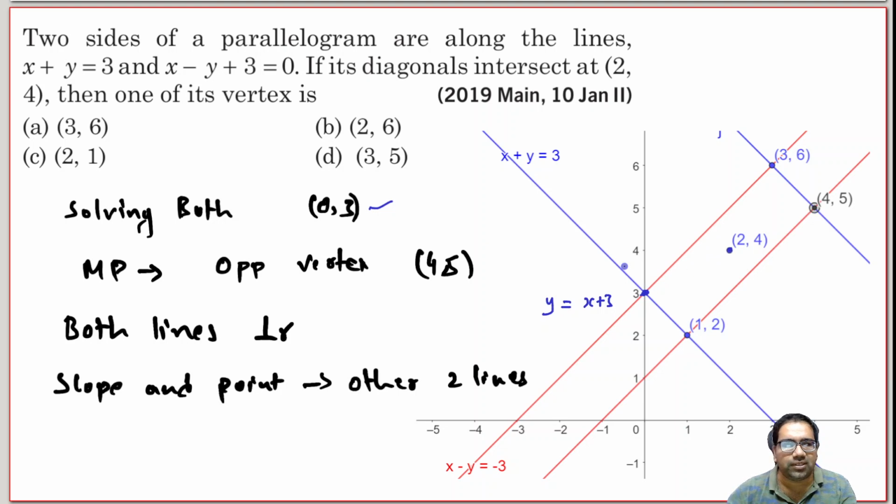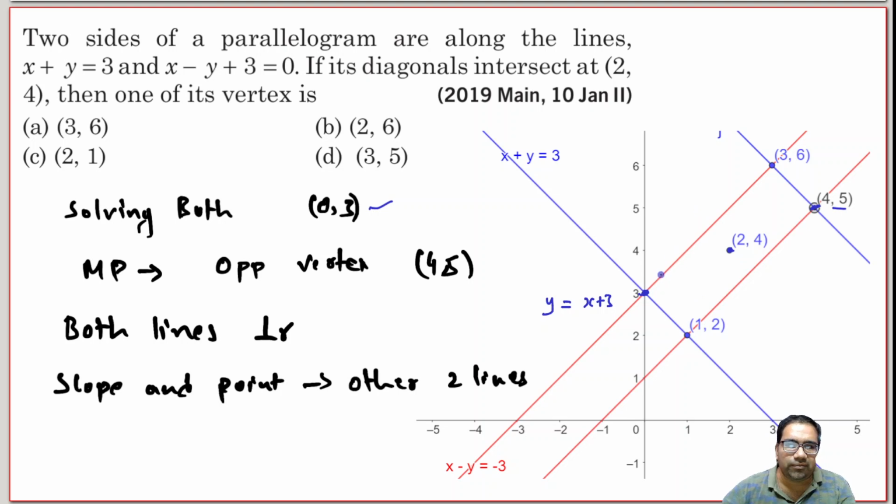That means for the opposite point, (x plus 0) by 2 should be equal to 2, that means x equals 4. And (y plus 3) by 2 should be equal to this 4. So obviously this point should be (4, 5), that is (4 plus 0) by 2 and (5 plus 3) by 2, that is this point. So we realized what this point is.